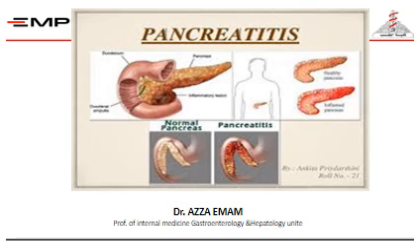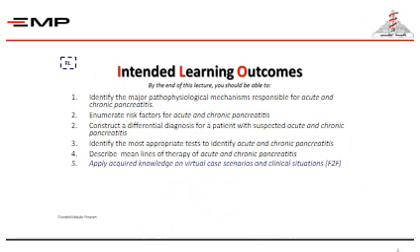Our subject today is pancreatitis. By the end of this lecture, you should be able to identify the major pathophysiological mechanism responsible for acute and chronic pancreatitis, enumerate risk factors for acute and chronic pancreatitis, construct a differential diagnosis for patients with suspected acute and chronic pancreatitis, identify the most appropriate test to identify acute and chronic pancreatitis, describe main lines of therapy of acute and chronic pancreatitis, and apply acquired knowledge on virtual case scenarios, clinical situations, and face-to-face presentation.